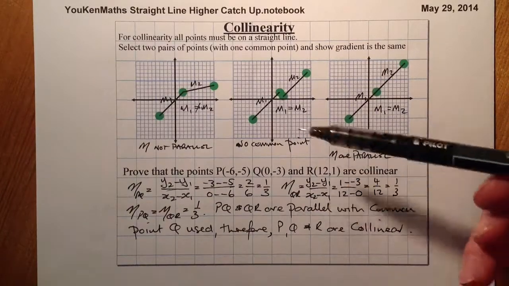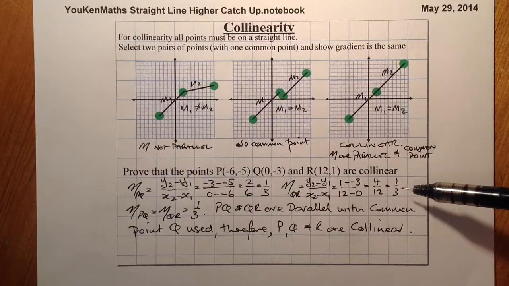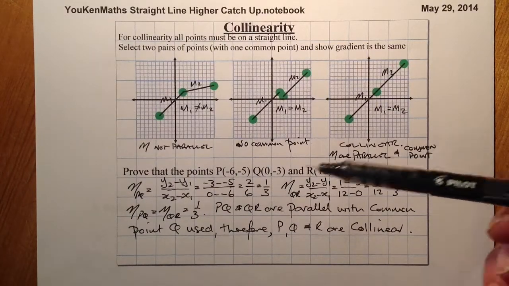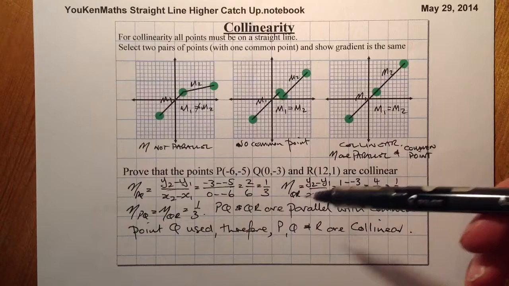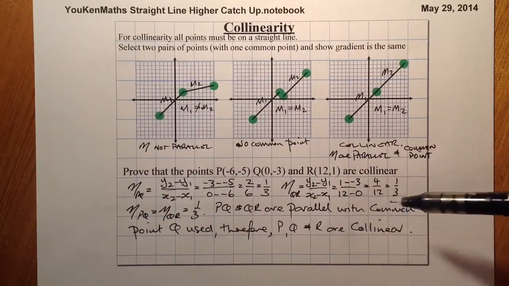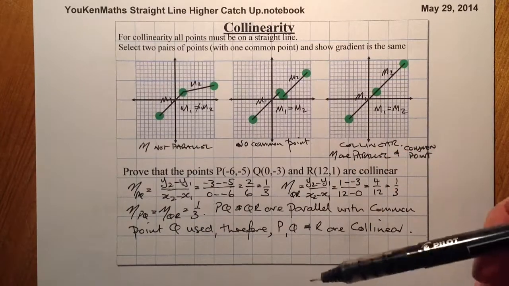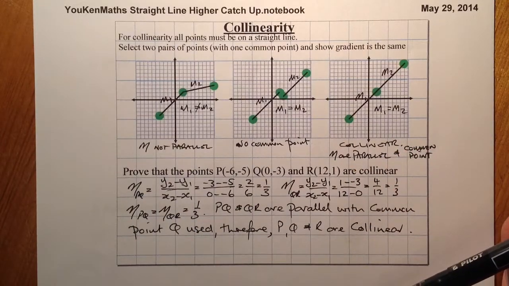What I've done here in the working is worked out the gradient of one of the lines, the gradient of the other, so that's between 2 points for each. Gradients are the same. I've stated that they're parallel, a common point used, and therefore they're collinear. So that's very important when we're doing collinearity work for the proof of it. So all of that must be done, especially the statement at the end.